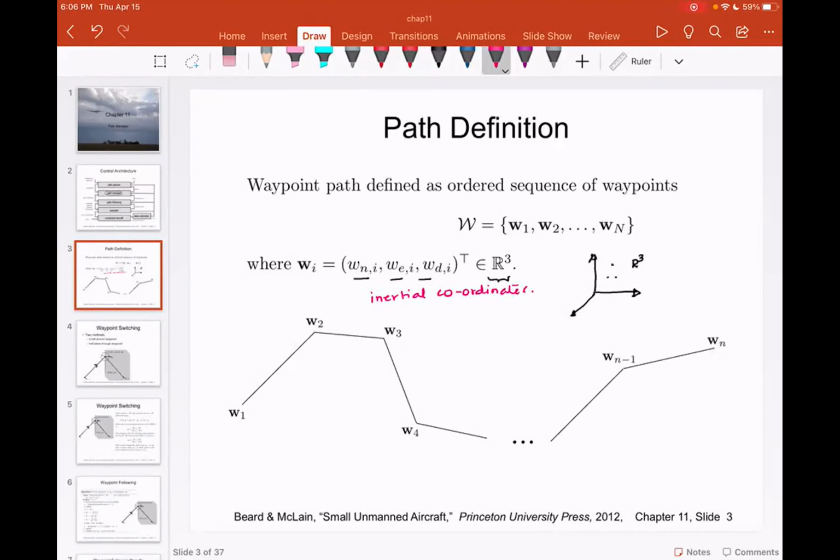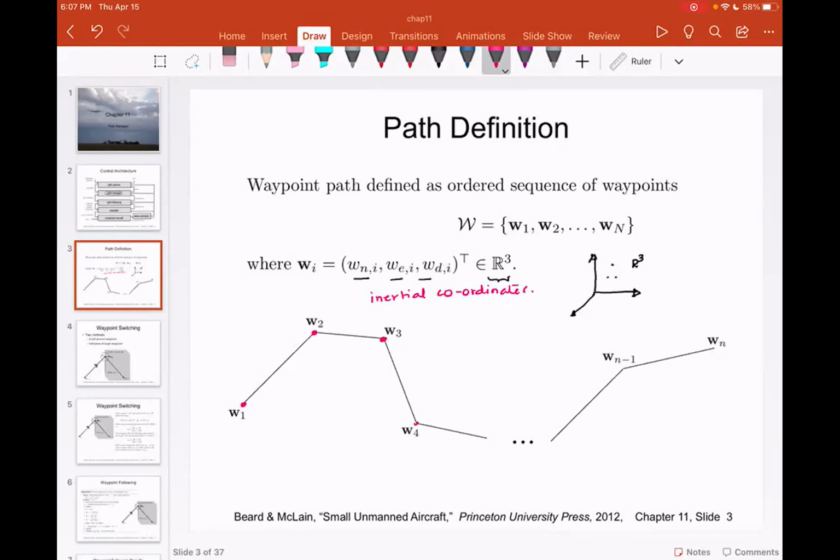Waypoints are always defined in terms of inertial coordinates. And here is the reason why. Because you may be an operator located in California and the UAV is flying in Arizona. So there is no way to combine your coordinate system with the UAV coordinate system. Both of these should refer to a fixed inertial coordinate system. Only then would you have a proper definition of path. So waypoints are these points.